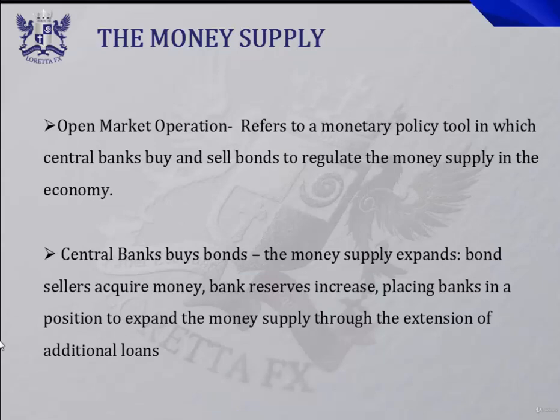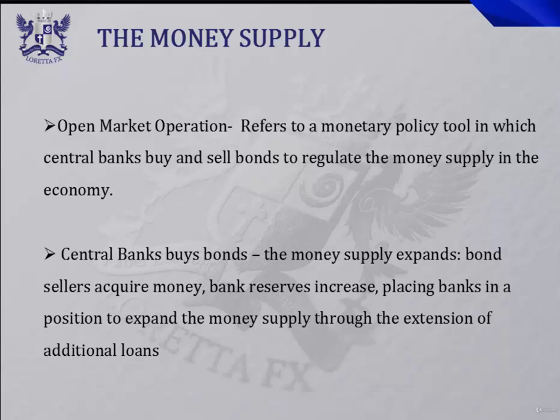Now, open market operations refers to a monetary policy tool in which central banks buy and sell bonds to regulate the money supply in the economy. Now, when a central bank buys bonds, the money supply expands. Bond sellers acquire money, and banks increase their reserves, allowing them to expand the money supply through the extension of additional loans. And whenever the central bank wishes to decrease the money supply, they instead sell bonds.